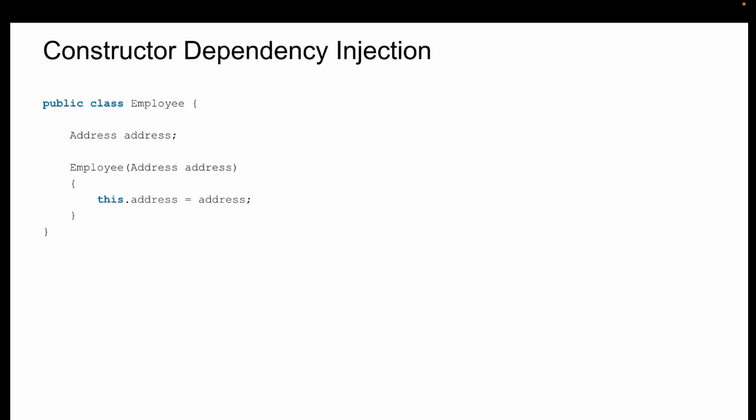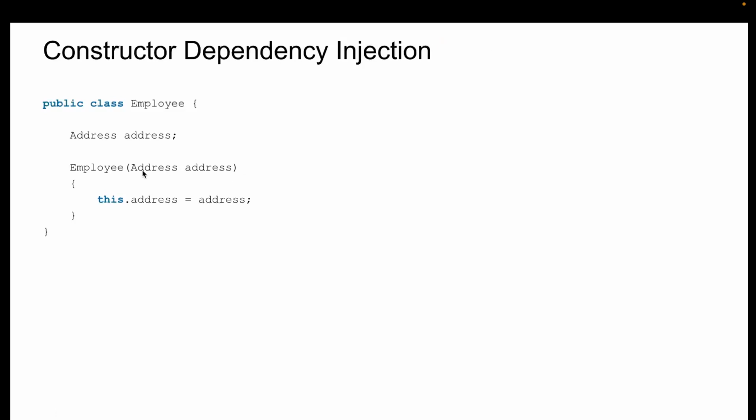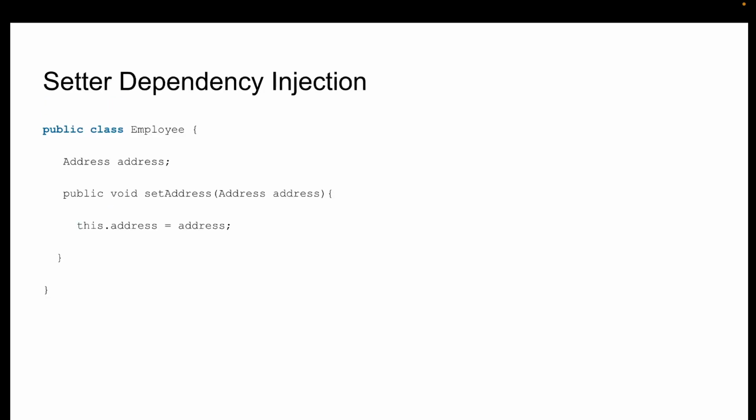This is an example of a constructor dependency injection, because the dependency address is being injected with the help of a parameterized constructor. So this is an example of constructor dependency injection. Similarly, this can be achieved by using setter dependency injection as well. Let's see how this can be achieved. So the same dependency injection we'll see through a different mechanism.